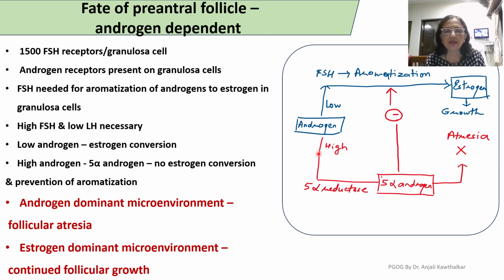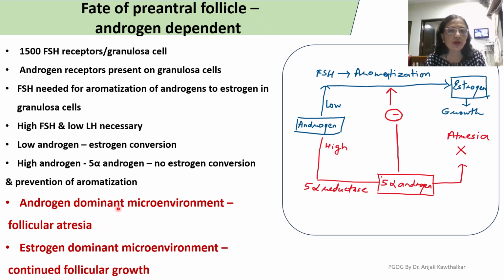So that is why whenever the androgen content is high, the preantral follicle will go for atresia. Whenever androgen content is low, further growth of the preantral follicle to the antral follicle will take place. So low androgen, estrogen conversion; high androgen, 5-alpha androgen, no estrogen conversion. 5-alpha androgen is not getting converted to estrogen, and it prevents aromatization, so whatever androgen is getting aromatized also gets inhibited by 5-alpha androgen.